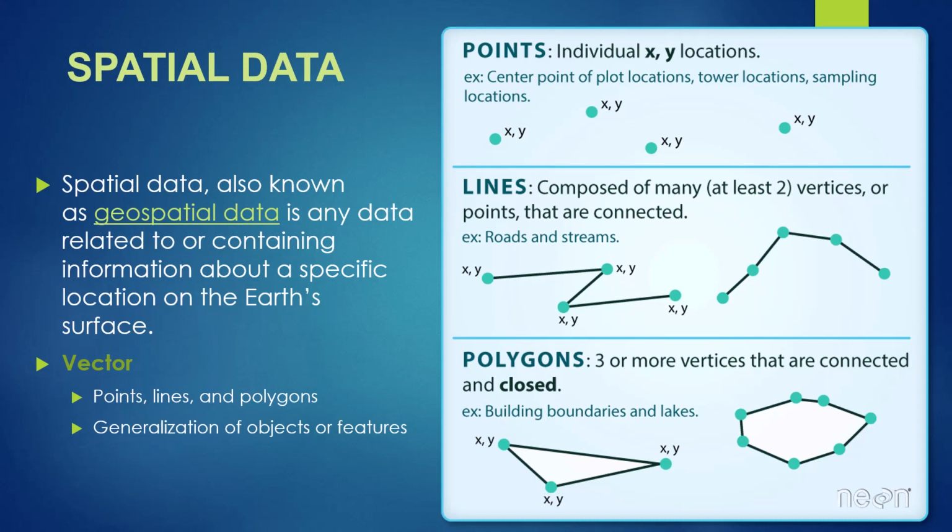To properly understand and learn more about spatial data, there are a few key terms that will help you become more fluent in the language of spatial data. For example, we have already talked about vector data, which is described as the graphical representation of the real world. And there are three main types of vector data, which are points, lines, and polygons. And we know that vectors best represent generalizations of objects or features on the Earth's surface.